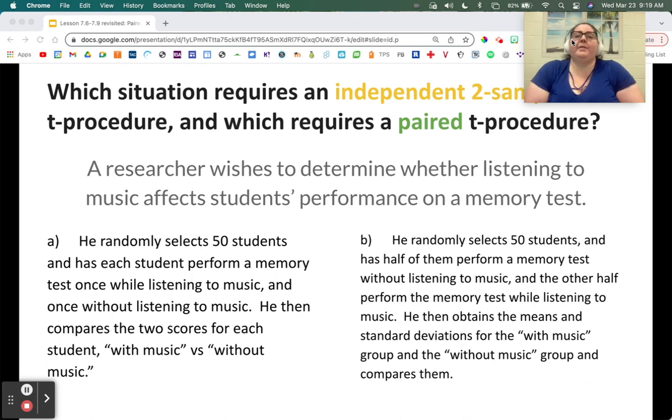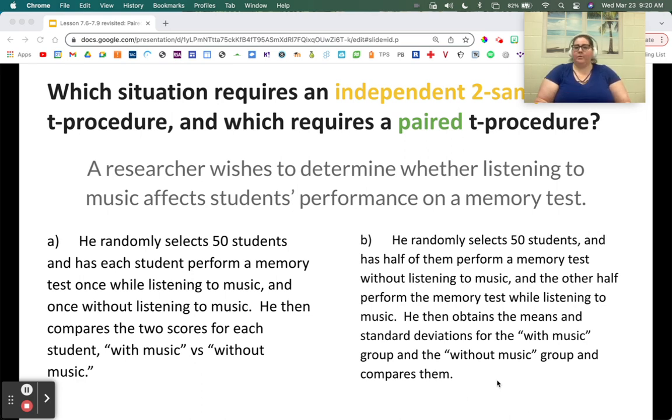A researcher wishes to determine whether listening to music affects students' performance on a memory test. In example A, he randomly selects 50 students, has each student perform a memory test once while listening to music and once without listening to music, and then compares the two scores for each student. In scenario B, he randomly selects 50 students, has half of them perform a memory test without listening to music, and the other half perform the test while listening to music. He obtains the means and standard deviations for both groups and then compares them.